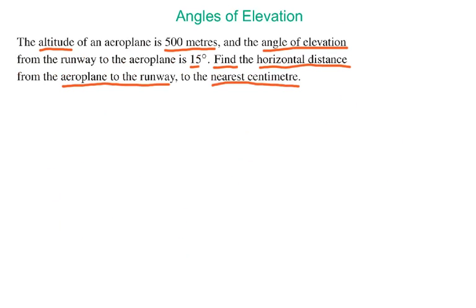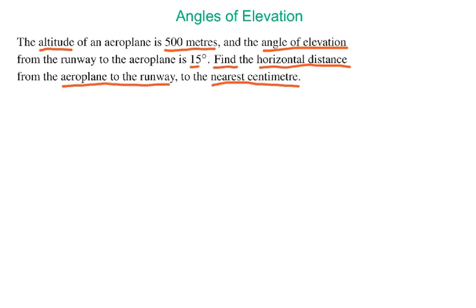Moving on to a couple of more worded problems, we can start using some language like angles of elevation and angles of depression. Starting off with angles of elevation, here is a problem where we actually use that language in the question, which helps you set up your diagram. The altitude of an aeroplane is 500 metres and the angle of elevation from the runway to the aeroplane is 15 degrees. Find the horizontal distance from the aeroplane to the runway to the nearest centimetre.